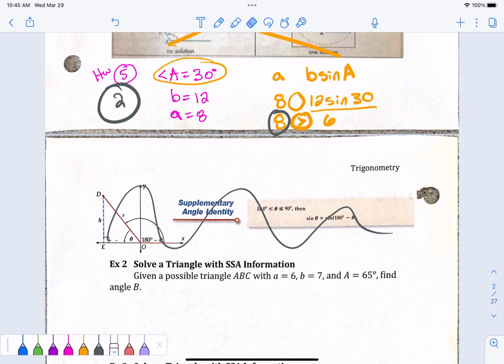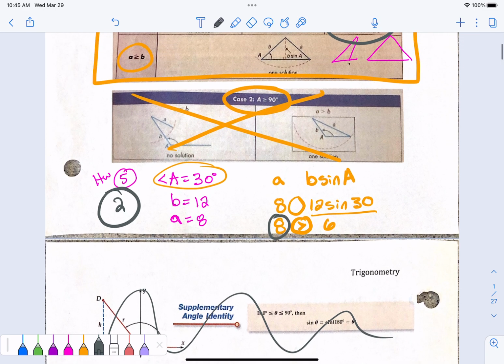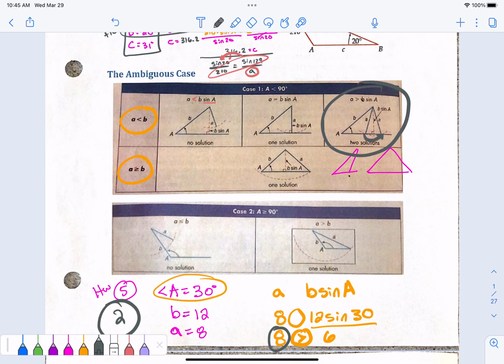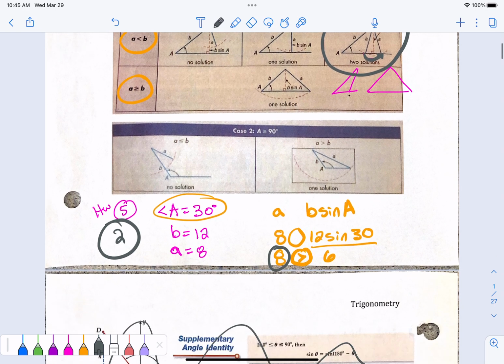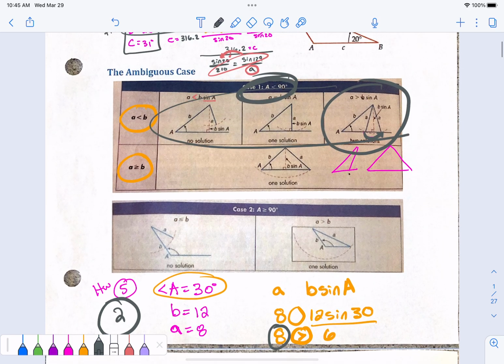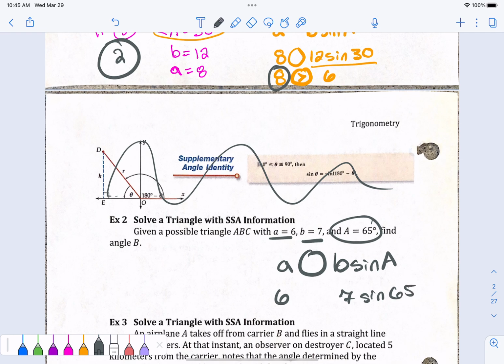Example 2. If we know that angle A is 65, I'm just going to see, is there a solution for this? If we know that A is 65, we are in the top box, where A is less than 90, okay? And if we do a, let's see, a is 6, and 6 is less than b, so we're looking at the top here. We're trying to see how many solutions it has. So a is in what relationship to b times sine of A? Let's see, a is 6, and we have 7 sine of 65. What is 7 times sine of 65?